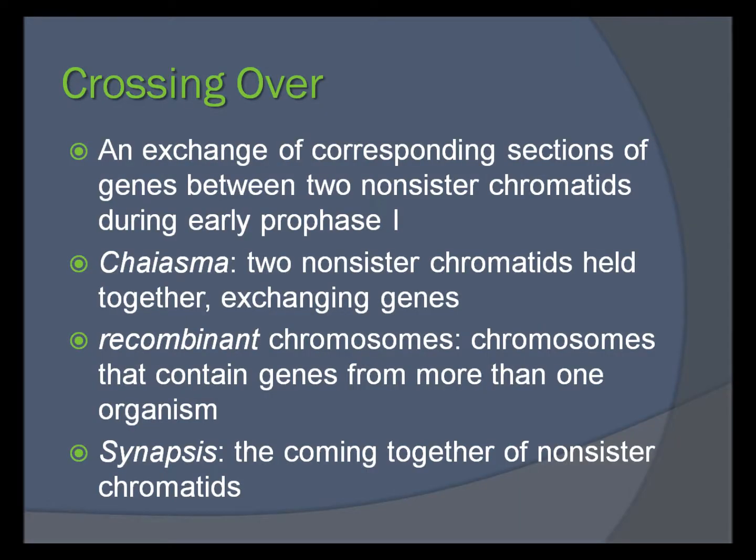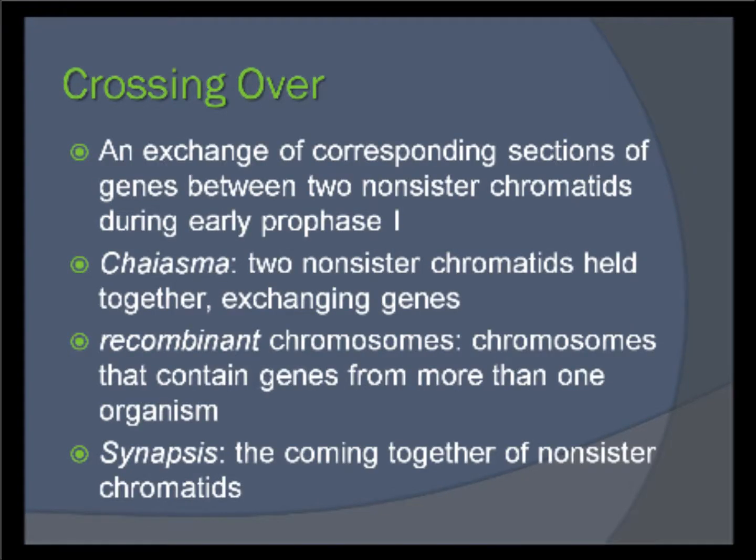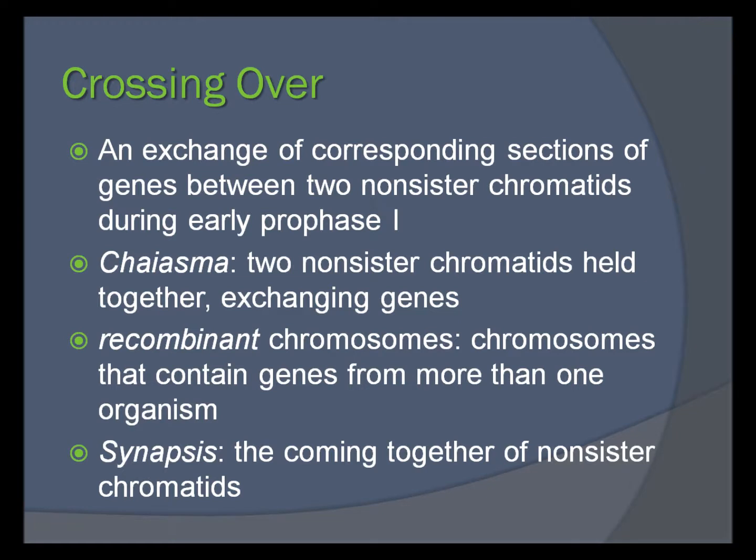Crossing over refers to the exchange of corresponding sections of genes between 2 non-sister chromatids during early prophase 1. Synapsis occurs when the 2 non-sister chromatids come together and crossing over occurs. A chiasma is the site at which crossing over occurs. This process creates recombinant chromosomes, or chromosomes that have sections of DNA from both parents.